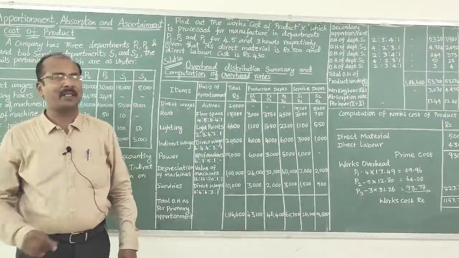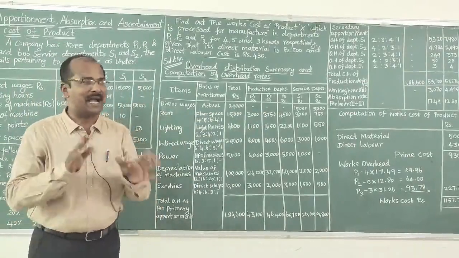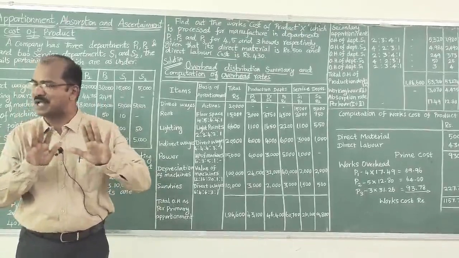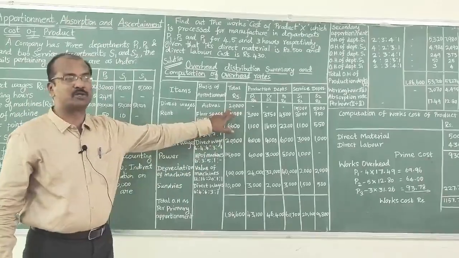Shall we write the direct wages of production departments here? No. Direct wages related to production departments are not overheads. Those are not supposed to be written here. Clear? Right. It's written, the total comes to 20,000.